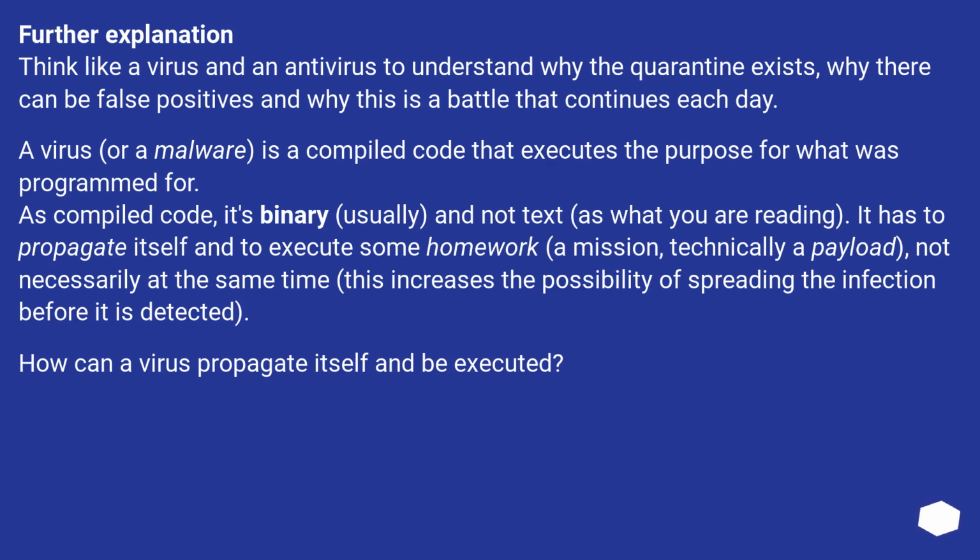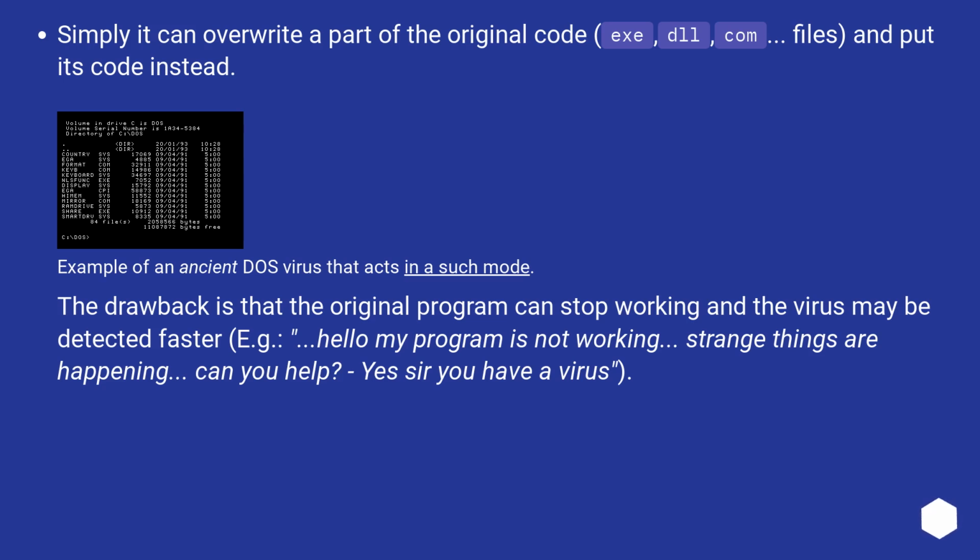How can a virus propagate itself and be executed? Simply, it can overwrite a part of the original code, exe, dll, com files, and put its code instead. Example of an ancient DOS virus that acts in such a mode. The drawback is that the original program can stop working and the virus may be detected faster. For example, hello, my program is not working. Strange things are happening. Can you help? Yes sir, you have a virus.